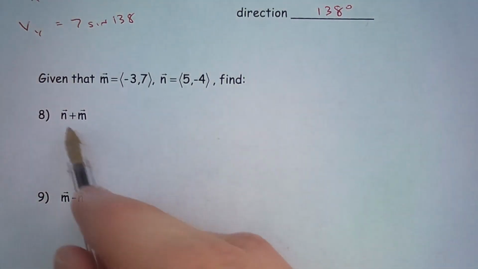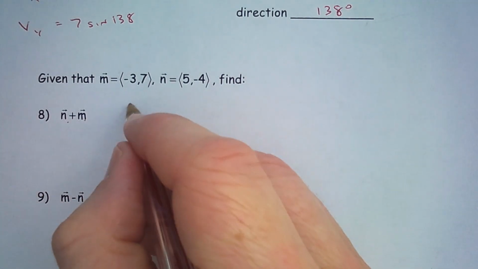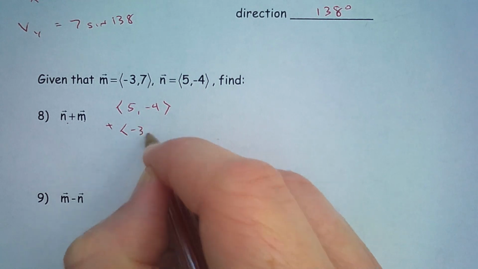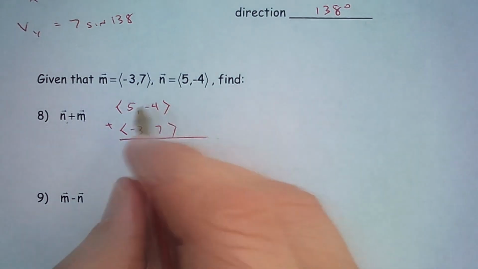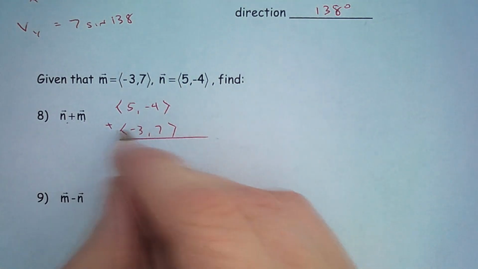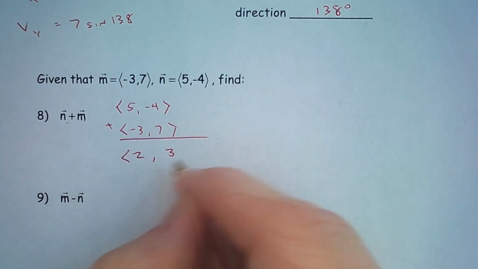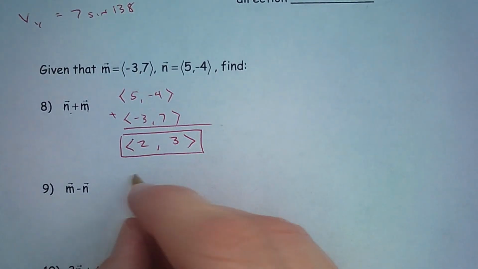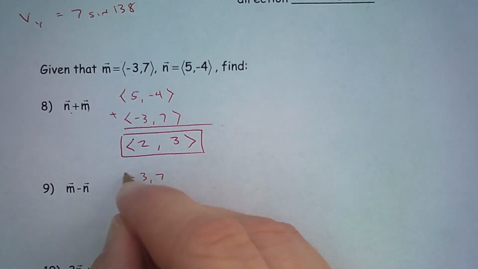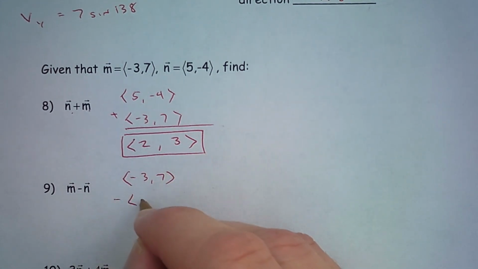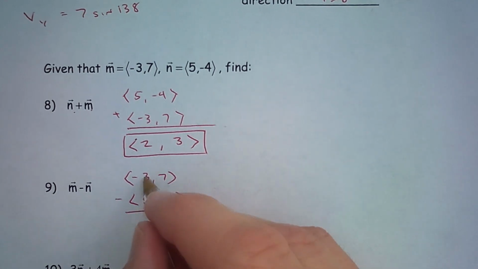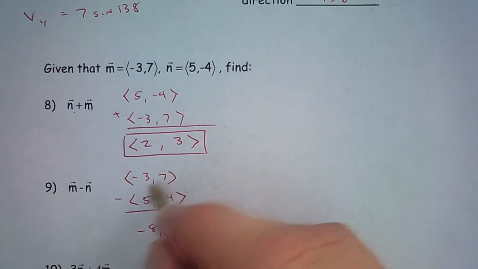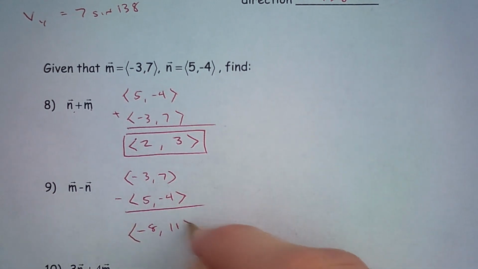Next, we are going to add vectors n plus m. So that's 5, -4, plus -3, 7. 5 plus -3 is 2. -4 plus 7 is 3. Now m minus n, so vector m minus vector n. -3, 7, minus 5, -4. So we have -3 minus 5, that's -8. And we have 7 minus -4, which is 7 plus 4, that is 11.